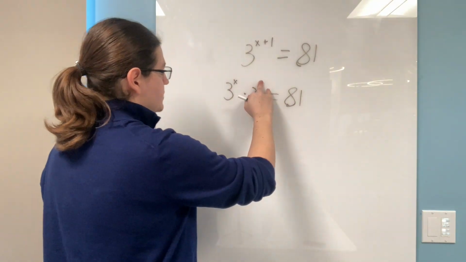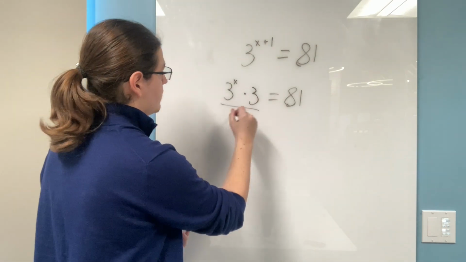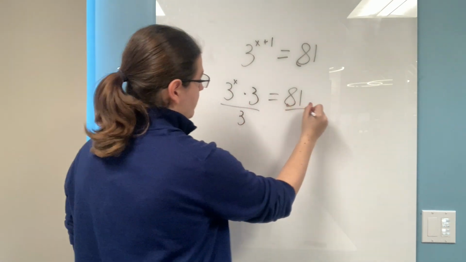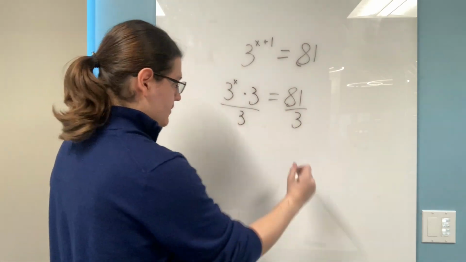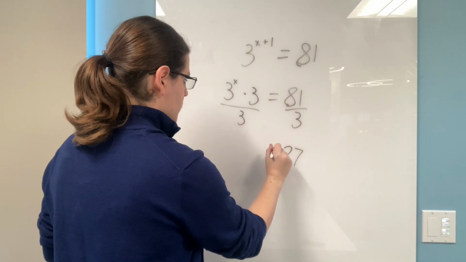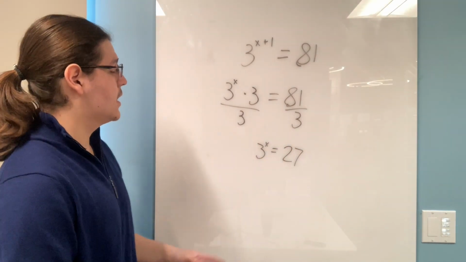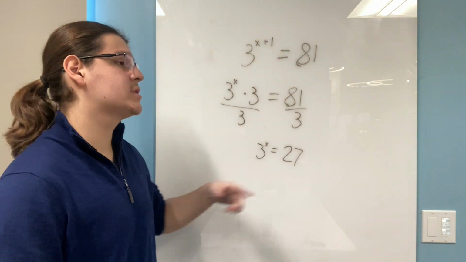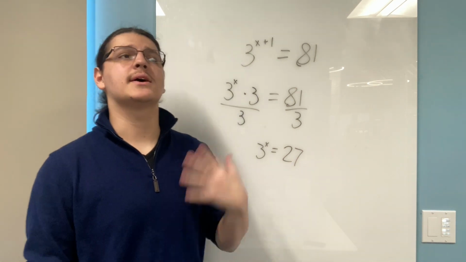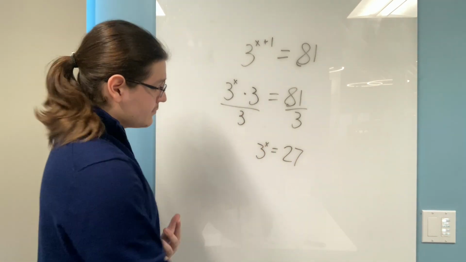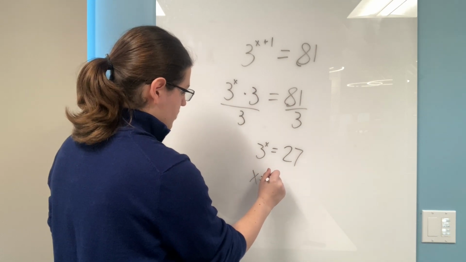Now, 3 to the first power, that's just 3. So now, let's divide this to simplify. Divide by 3. Divide by 3. 81 divided by 3, that is going to be 27. 27 is equal to 3 to the x. Now, 3 to what power is equal to 27? Well, 3 squared is 9. And then 9 times 3 is going to be 27. So that means x is going to be equal to 3.